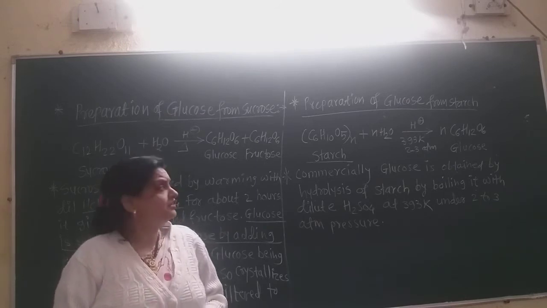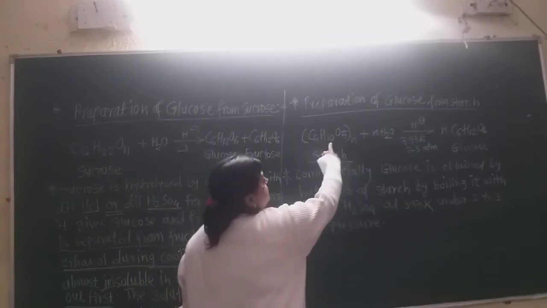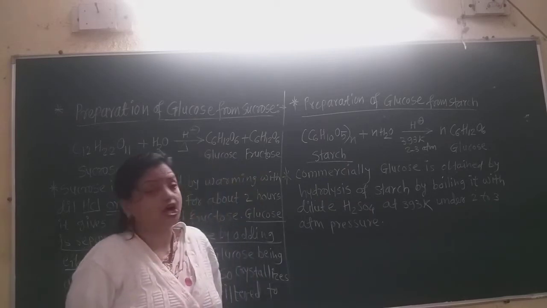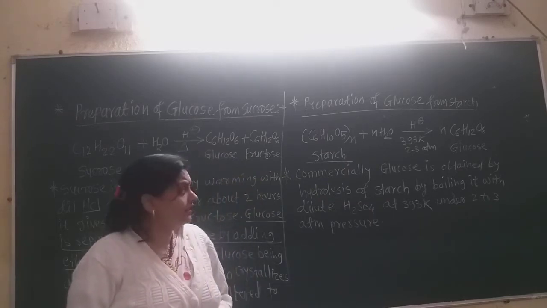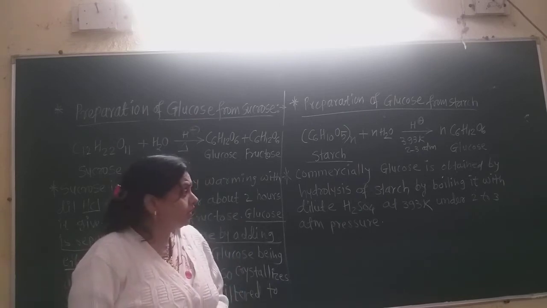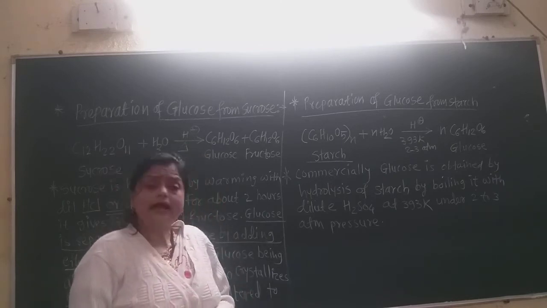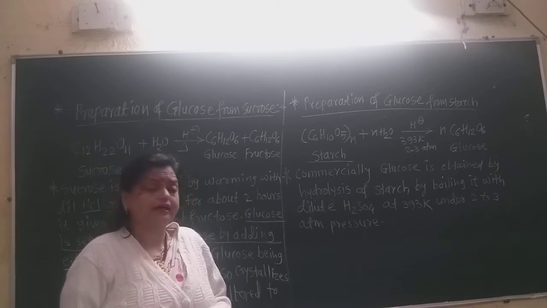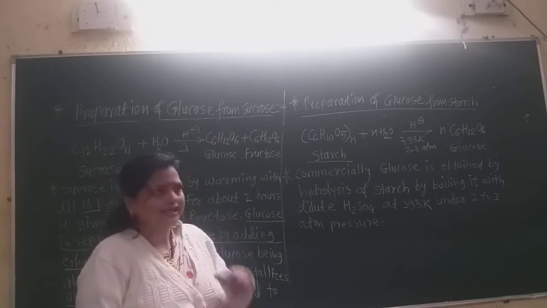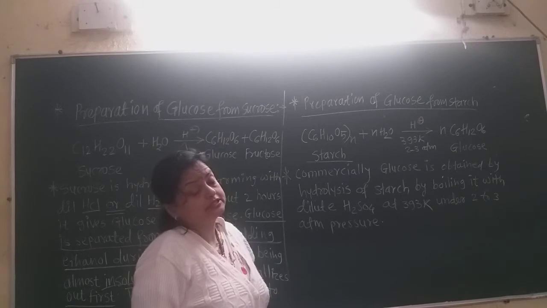Now this polysaccharide, starch, has the formula C6H10O5, and a number of such units are there in starch. So we require hydrolysis, and boiling the starch with dilute sulfuric acid is required for the hydrolysis of the starch, at a temperature of maximum about 393 Kelvin and about 2 to 3 atmospheric pressure. This hydrolysis is done in a large excess of water; n number of water molecules may be used.